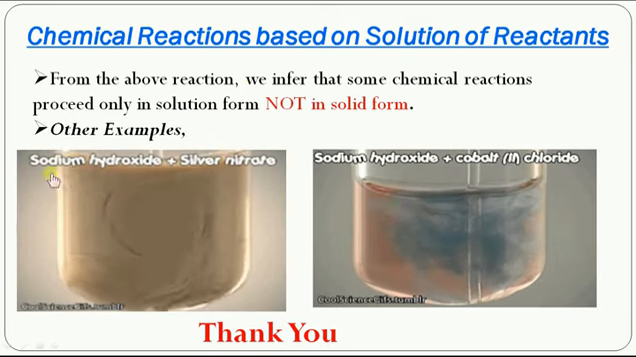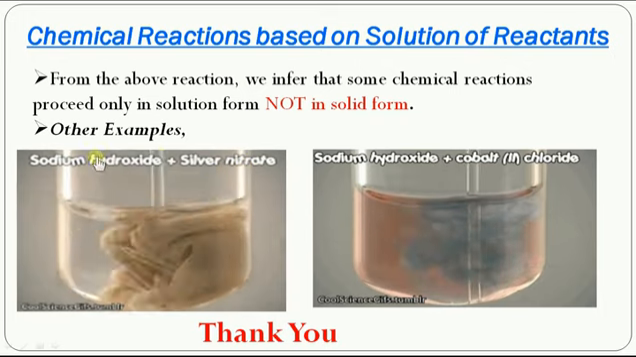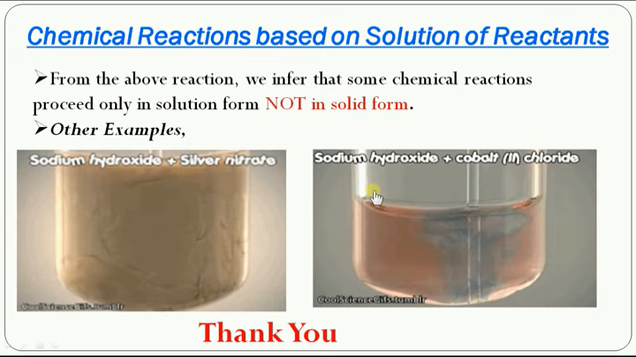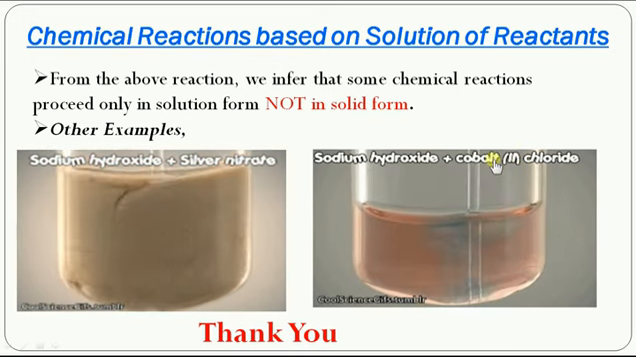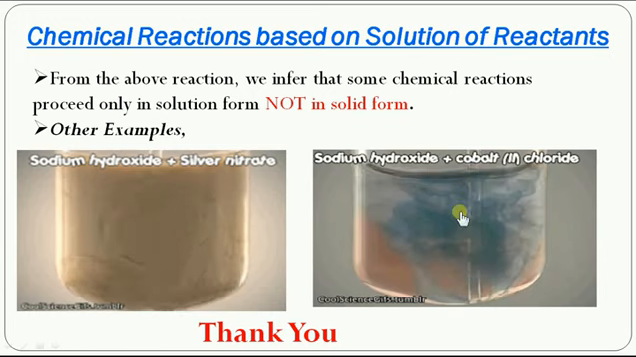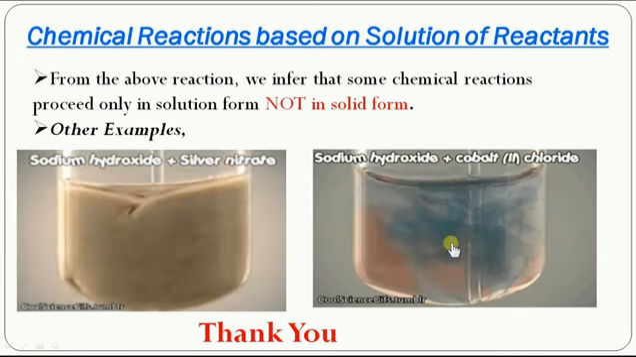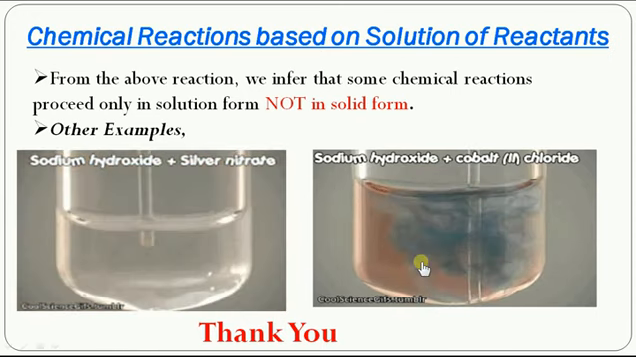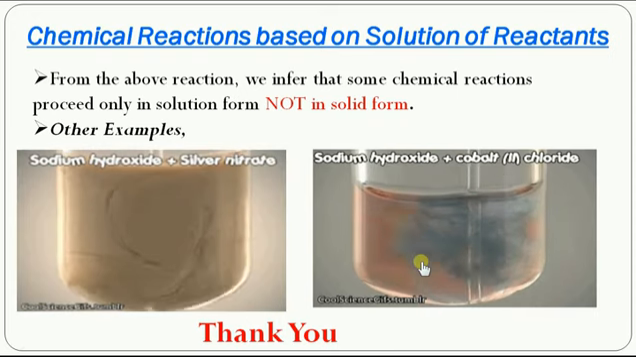Other examples: sodium hydroxide mixed with silver nitrate forms silver hydroxide. This is a precipitate you can see. In this reaction, sodium hydroxide is mixed with cobalt chloride. The product formed is cobalt hydroxide. You could see here the grayish green color substance, right? These are what we call precipitates, which are insoluble in water. That's why we call it a precipitate, right?